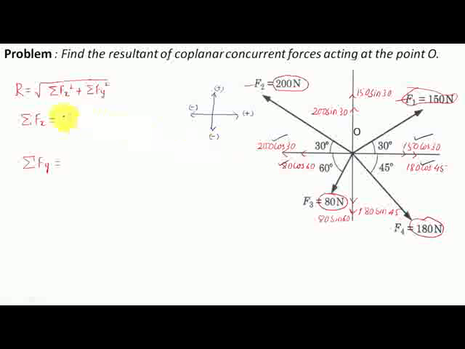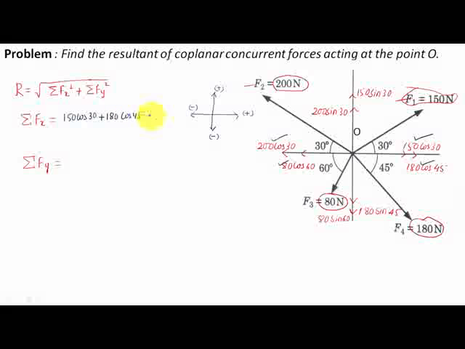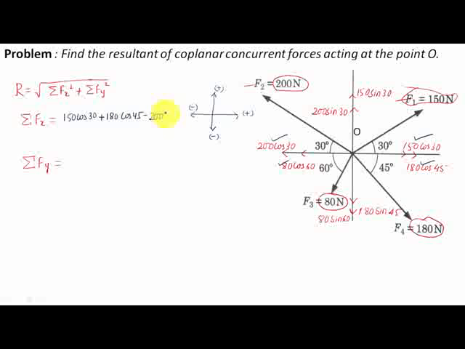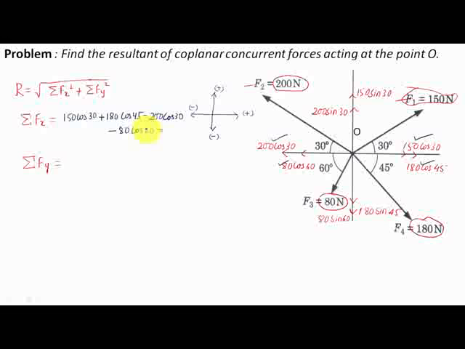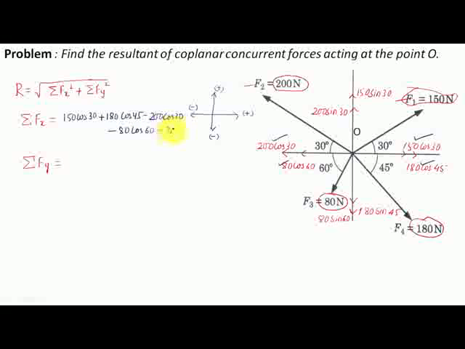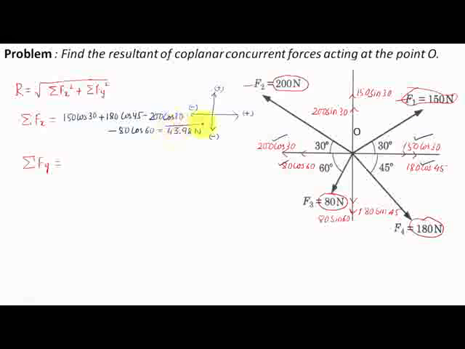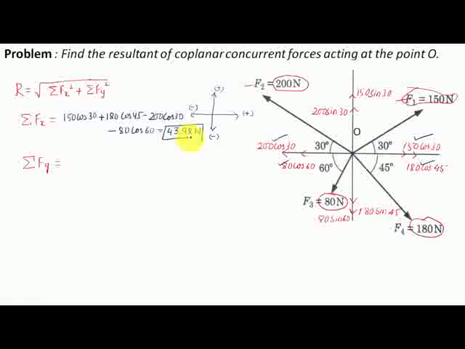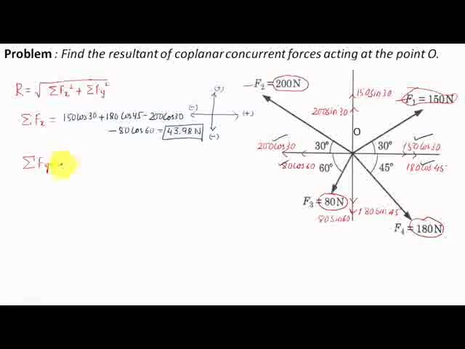So let's write them down: 150 cos 30 plus 180 cos 45 minus 200 cos 30 minus 80 cos 60. When you put in all these values in a scientific calculator, you're going to get 43.98 newtons. So this is the value of the summation of all the forces in the x direction.